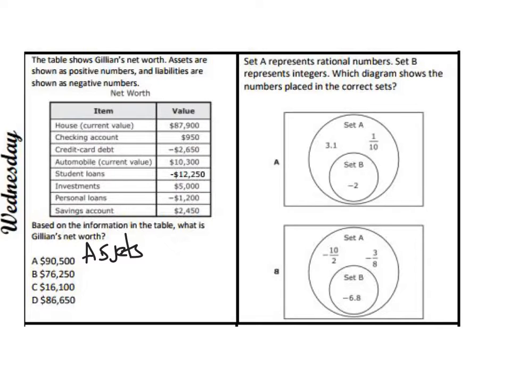Okay, so you have 87,900 plus 950 plus 10,300 plus 5,000 plus whatever they have on the savings, which is 2,450.